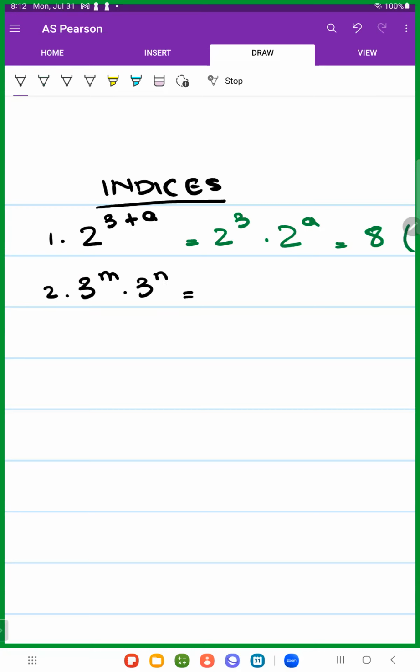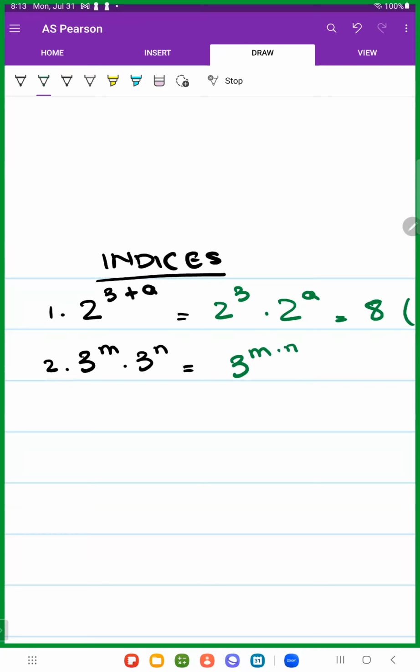Can you try solving this? What will you be doing? It would be 3 to the power m and n. You will multiply the powers? Can you see this is basically the opposite of the earlier rule? Now you're going from here to here. So it will be 3 to the power m plus n.